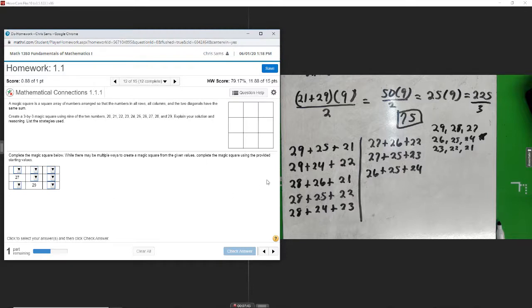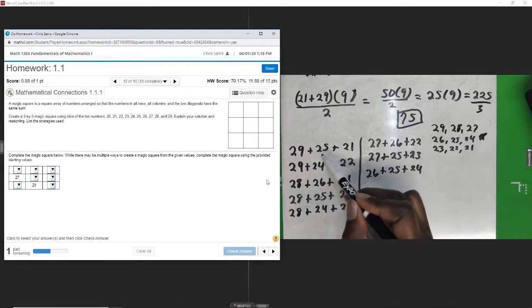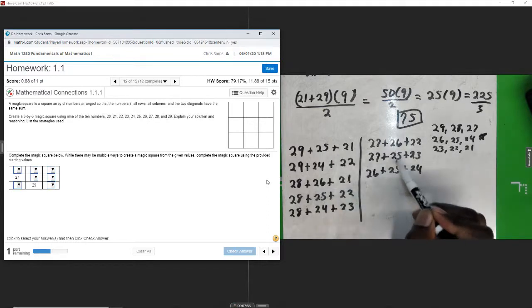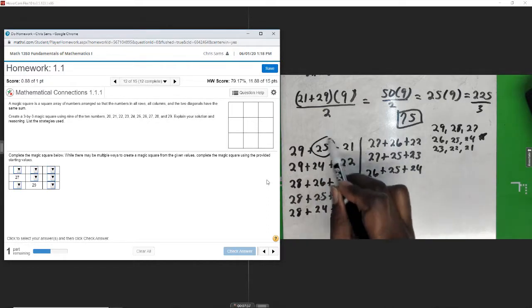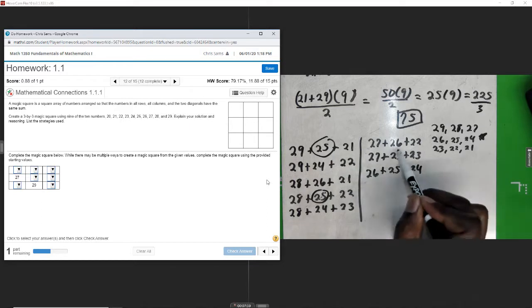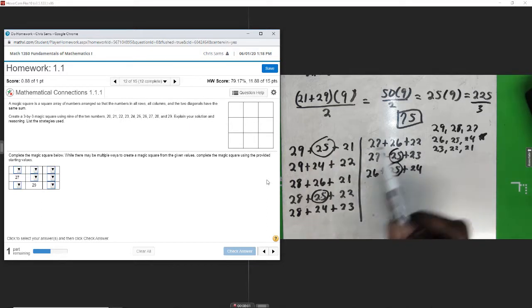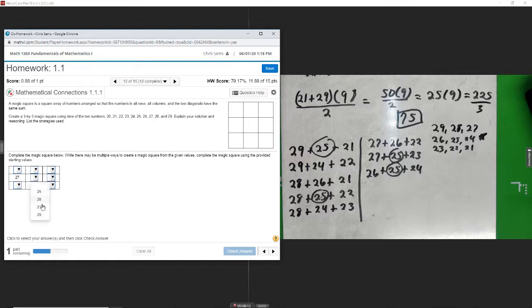What number occurs 4 times? That's going to be our middle number. 25, 1, 2, 3, 4. So 25, 4 times. It's going to be my middle number. I'm going to put 25 in the middle. And it only has a certain few selections, so 25.